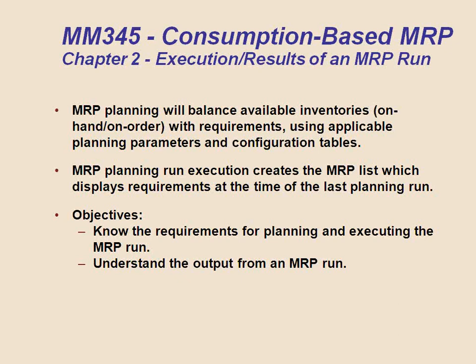As I told you, once you execute an MRP, your system creates an order proposal. Order proposal means a purchase requisition is an order proposal, or a planned order in case the material is an in-house produced material. That will be created, isn't it? So this is what we call execution of results of an MRP run. MRP planning will balance available inventory that is on hand or on order with requirements using applicable planning parameters and configuration tables.